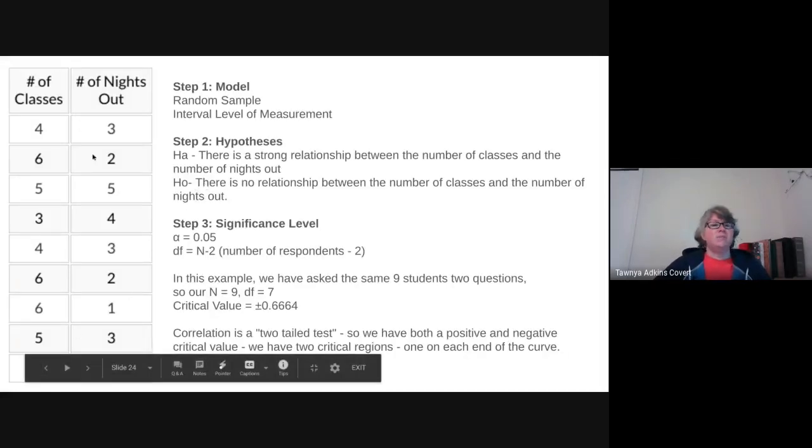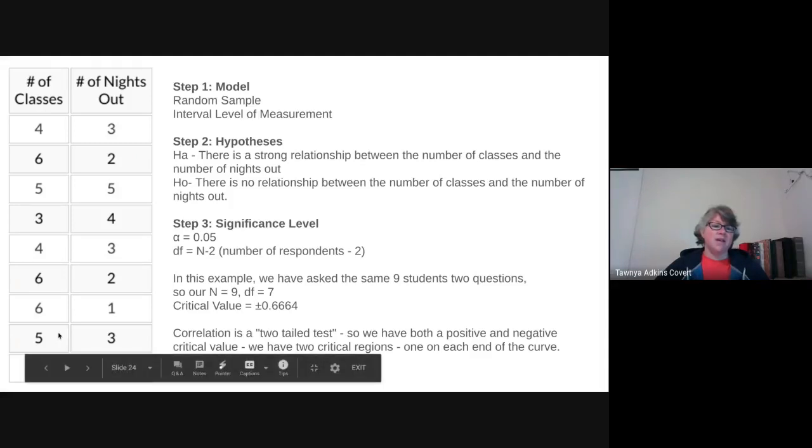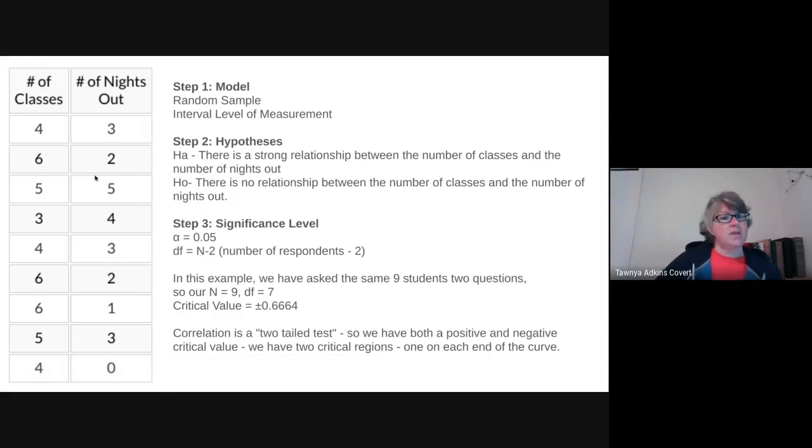So here is our data. We have a student who has 4 classes and they went out 3 nights last week. A person who has 6 classes who went out 2. So these are essentially 9 people's answers to 2 separate questions. Okay, so here we're going back to our hypothesis testing. So we have our step 1, which is our model. We have a random sample. We are doing an interval level of measurement.